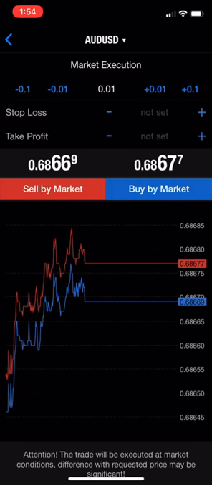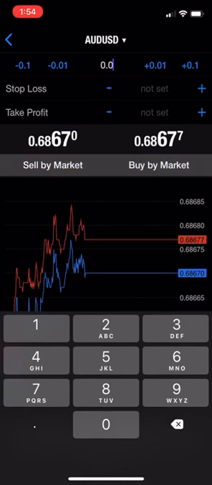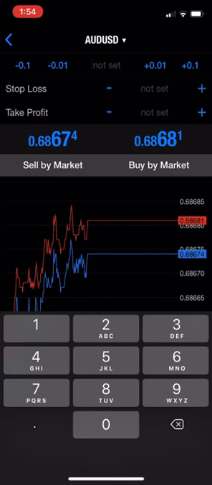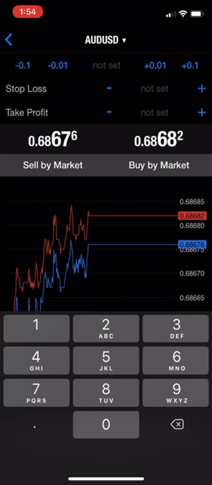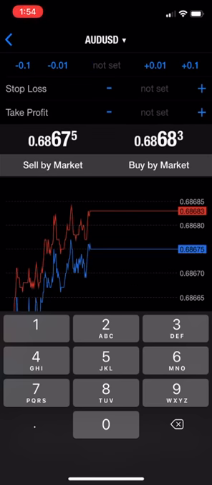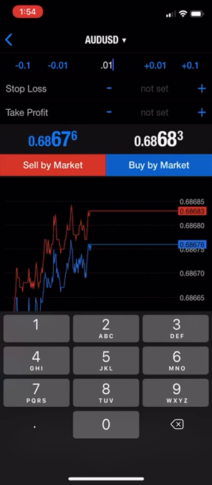Underneath that, we have the lot size. This is determined by how risky you're planning to be with your trades. Proper risk management is about 1 to 3%. So if we have, say, a $1,000 account, we should be risking no more than $10 per trade. We would probably do something like 0.01, which would be 10 cents per pip, which means we can lose up to 100 pips and still be within our proper risk.